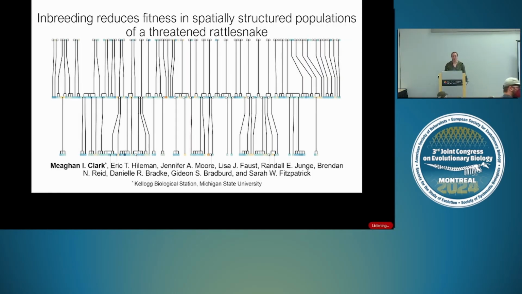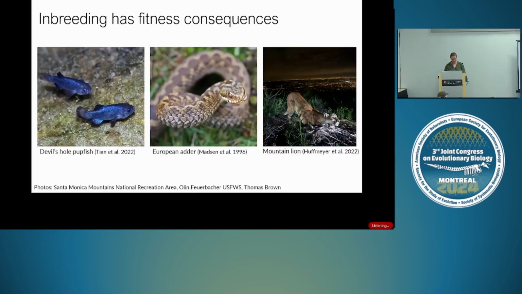Excellent. Hi, everyone. Thanks for being here today. My name is Meaghan Clark. I'm a PhD candidate at Michigan State University. And today I'm really excited to share some updated results on a pretty big collaborative project I've been working on, looking at inbreeding in threatened rattlesnakes.